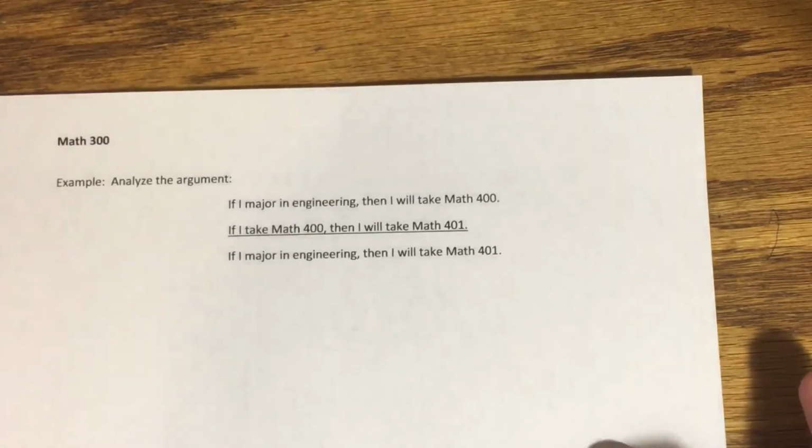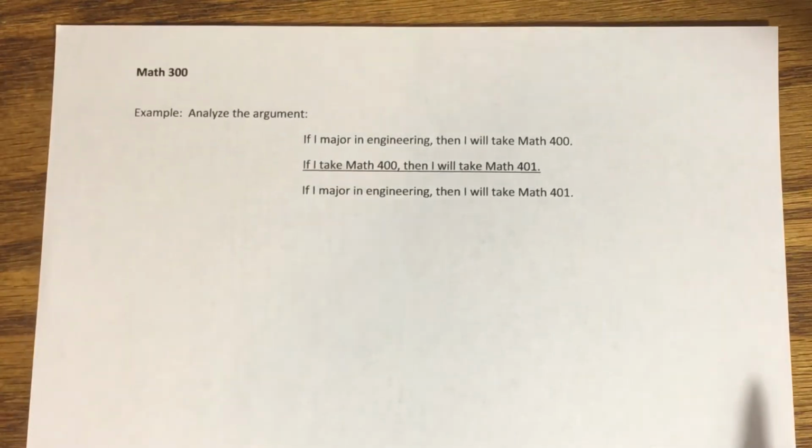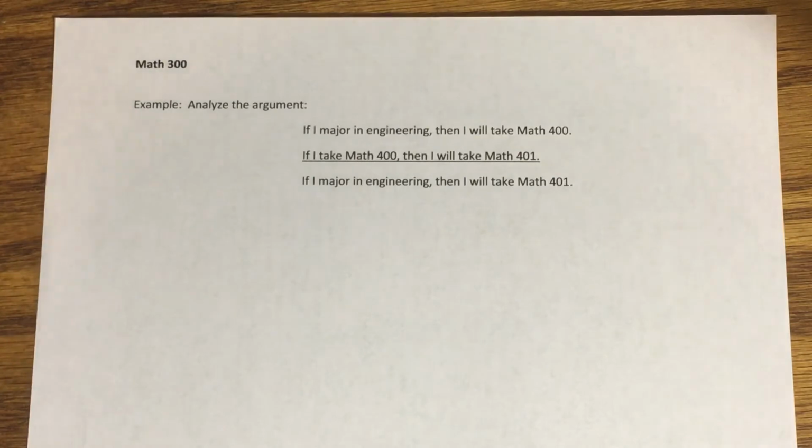I have one more argument that I want to analyze before we wrap up this section and this chapter. This one's a little bit more involved. There's going to be actually three component statements as opposed to just two. So our truth table is going to be much larger.